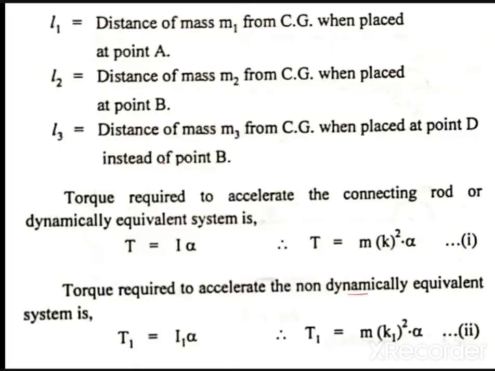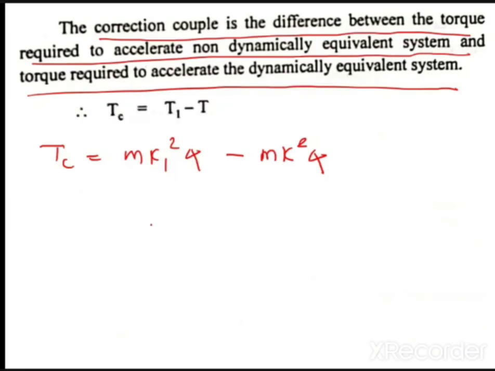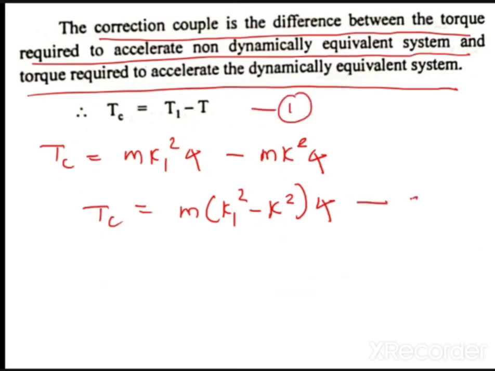बघा, पाहिजे जर नसेल समजा मी मागे जातो. बघा, T is equal to I into alpha. What is I? I is nothing but MK square. T1 is equal to I1 into alpha. I is equal to MK1 square. हे मी इथे घेतलं. ओके. सो नाव याच्यात मला कॉन्स्टंट काय मिळेल? TC is equal to M into what I will get? K1 square minus K square into alpha. Okay. Let me call this as equation number 1. Let me call this as equation number 2.